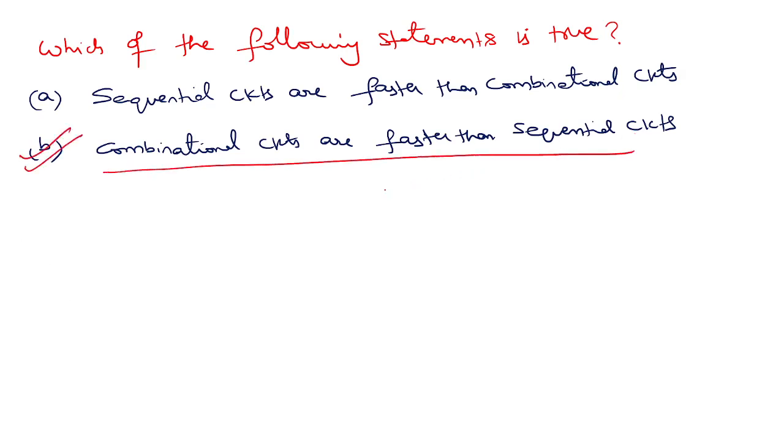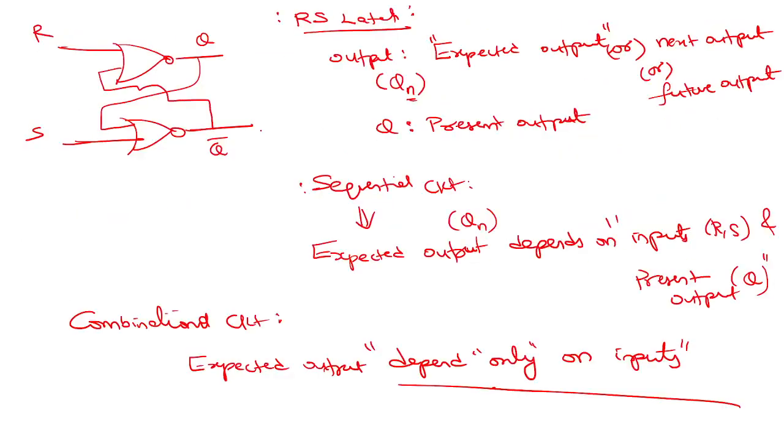Combinational circuits are faster than sequential circuits because, see, how do you form a sequential circuit? What is a sequential circuit? Your expected output depends on inputs and present output. Means the present output should be connected back through feedback, right? You employ something called a feedback mechanism, so this feedback will create a delay.